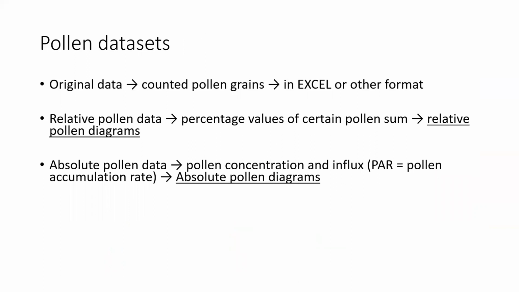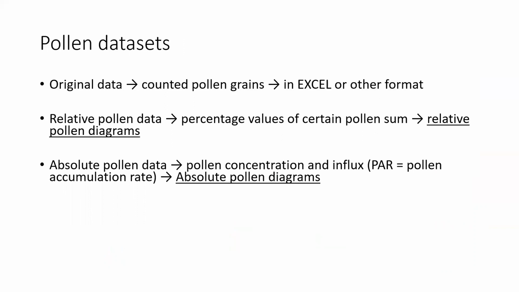There are different kinds of data sets. Basically, whenever you count and identify pollen grains under the microscope, you get the so-called raw data, and usually that's in Excel or some other table format, where it's then easily analyzed and visualized. And there can be two types of pollen data sets, relative pollen data and absolute pollen data.